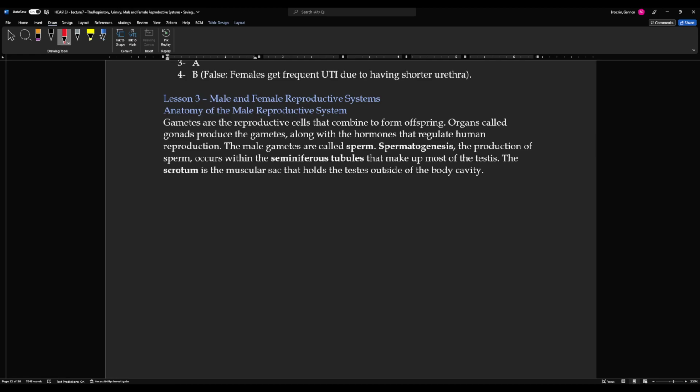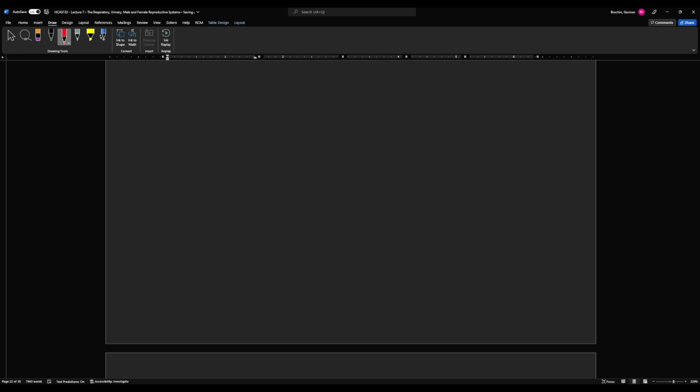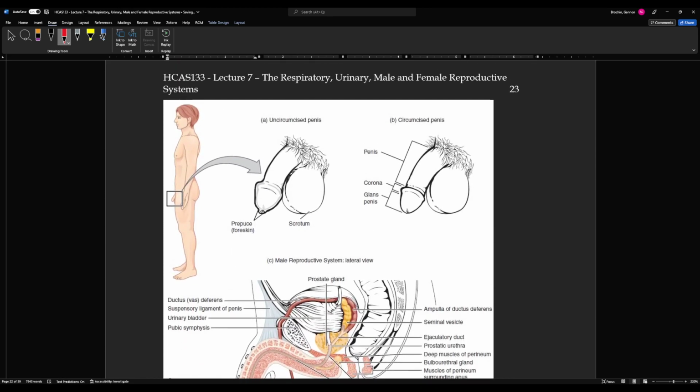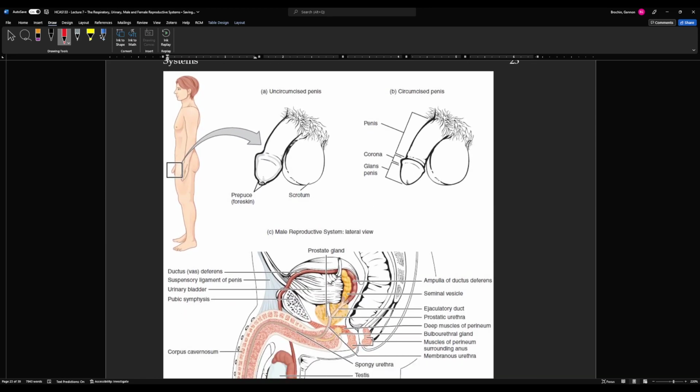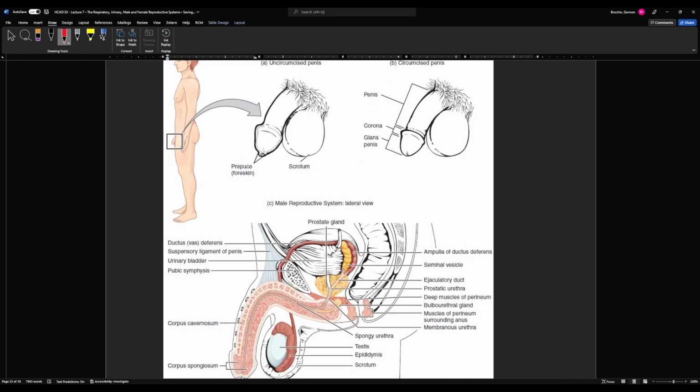And then the scrotum is the muscular sac that holds the testes outside of the body cavity, which again is an important thing for controlling the temperature of the testes. If the testes were inside of the human body, the sperm would actually not develop as well and would generally not be very effective at all. They need 1 to 2 degrees lower temperature, which is why the scrotum is contained outside of the body.